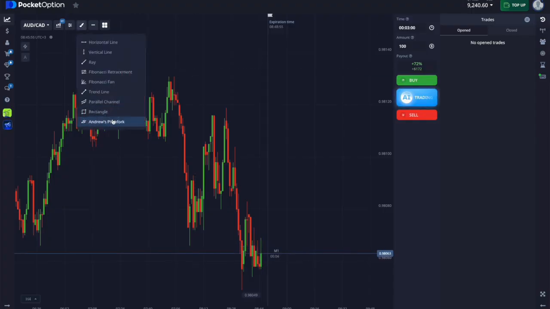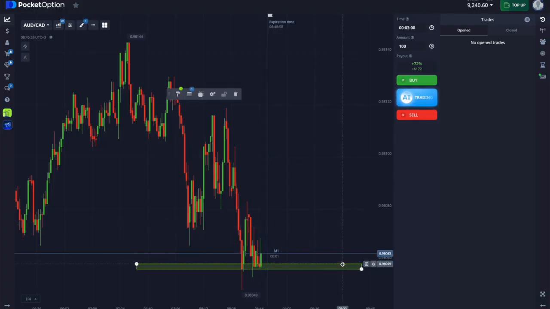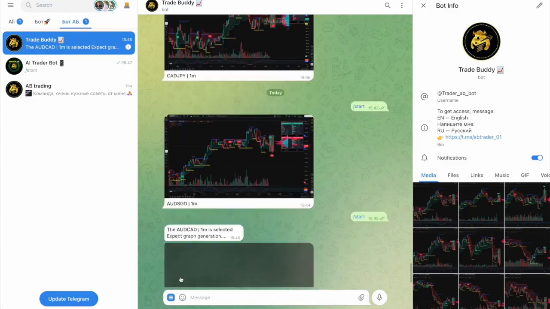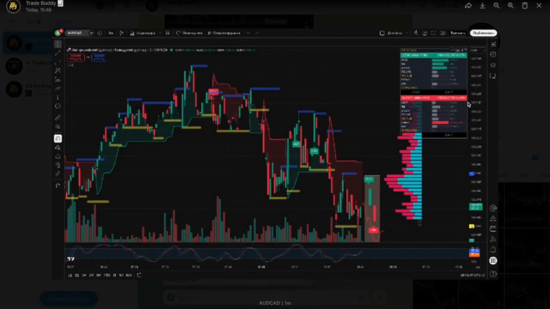What do I highlight next here? I highlight the level, and based on this level, I start analyzing. Here is this level. Here I would open a position for a decrease on the breakout of this level. But let's see if the bot will support me here or not.